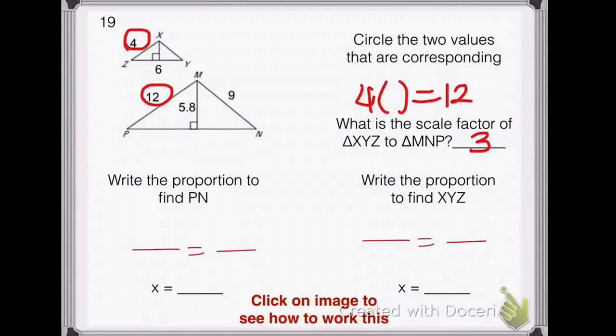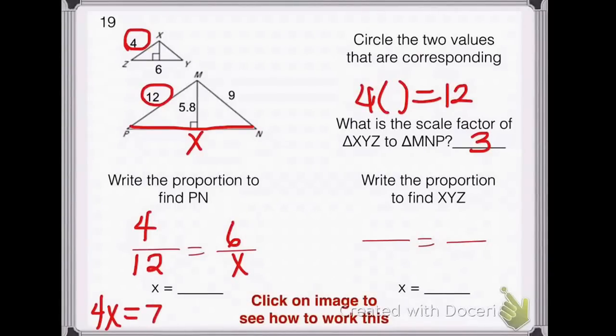So if I want to write my proportion to find PN, here's PN. So I'm going to say 4 over 12 equals 6 over x, because that corresponds. And I would cross multiply to solve, so I would say 4x equals 72. So I would have to divide to find the value. 72 divided by 4, so x is 18.